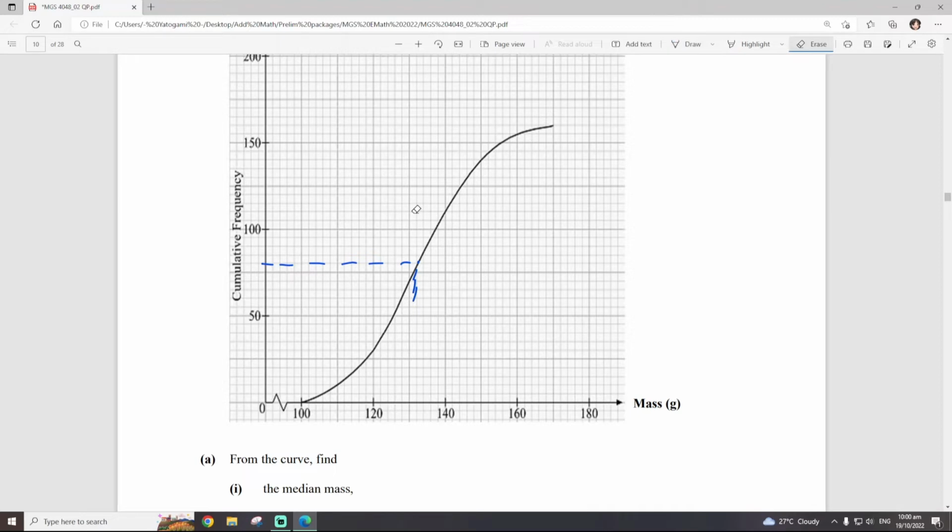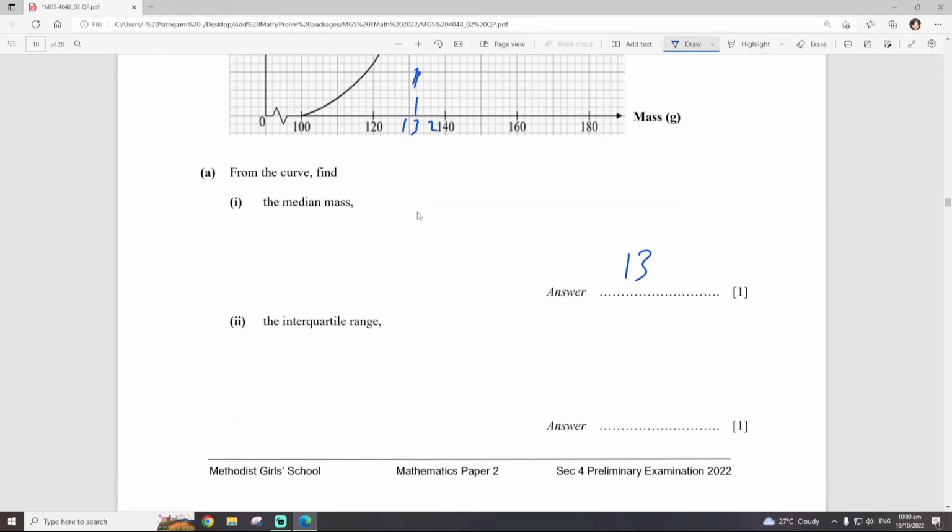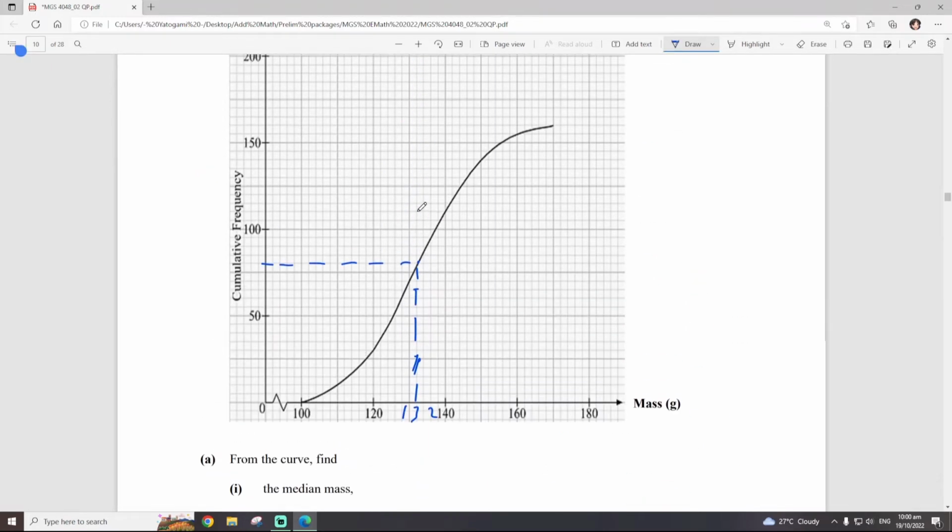Oh, I'm slanting my lines. Okay. I'll take it as that point, and I will take it as this line here. Okay. So this is one. The bottom one is in steps of 2, so this is 132. So this is 132 grams, and the interquartile range. For interquartile range, I'm going to need to draw the 40 line, which is here. And 40 is definitely in the middle of the square, definitely in the middle. So this seems to be 123.